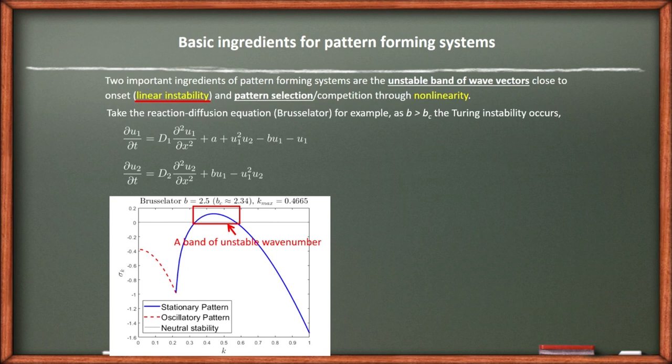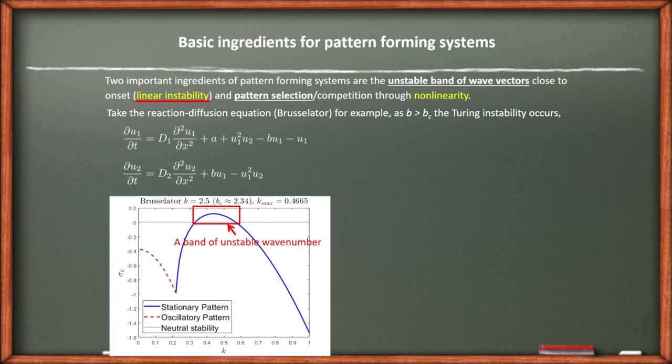So that's why it gives rise to a characteristic length scale. All the pattern forming systems would have this kind of feature. It could be a coupled reaction diffusion system, or it can be the phase field crystal, right? So here, just a general concept, what would be the basic ingredients for a pattern forming system?